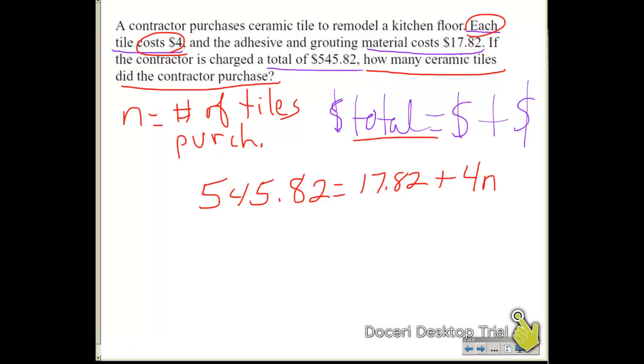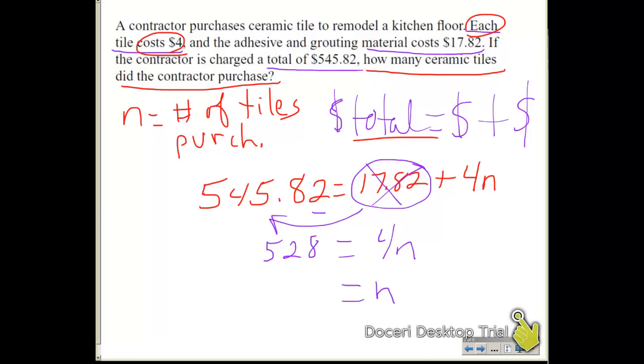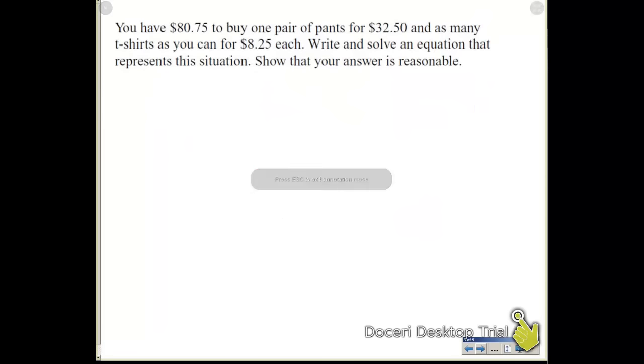First thing I'm going to do is subtract $17.82 from both sides. So I'm going to take this, move it to that side with subtraction, and I end up with 528. Now remember, this cancels out when I move it over to the other side. I bring down my 4N. Now I'm going to divide both sides by 4, and I end up with N, or number of tiles, equaling 132.